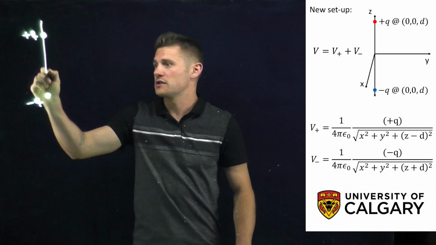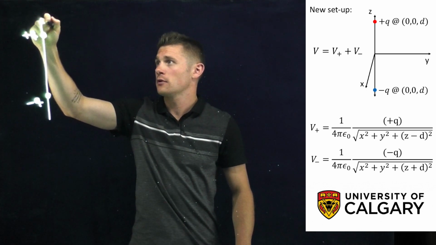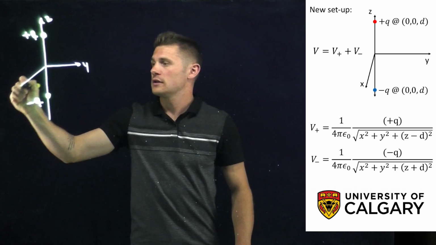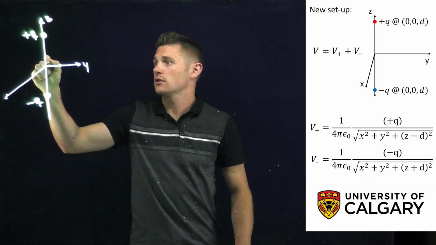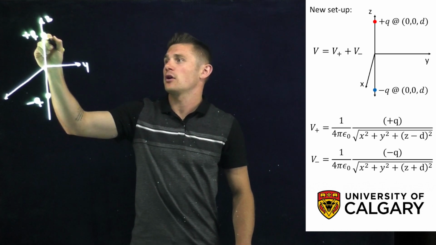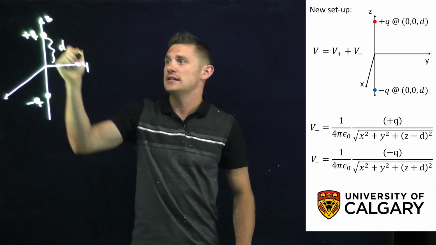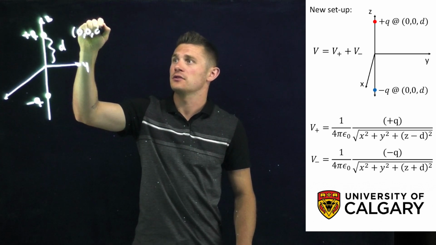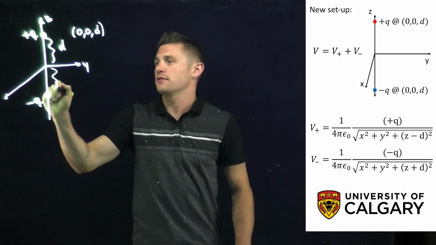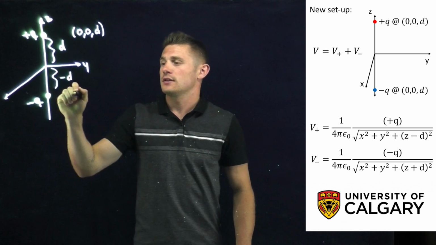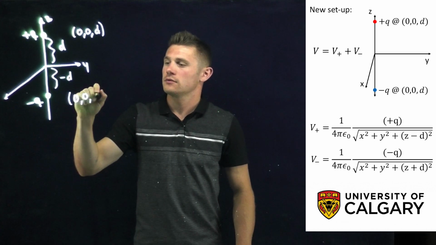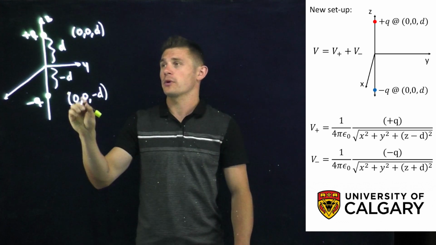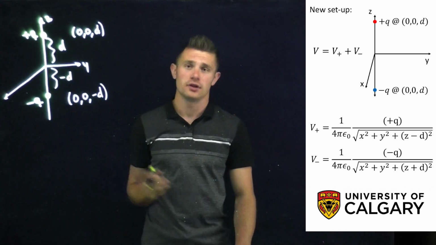So we'll draw our z-axis like so, and our xy plane centered on this charge distribution, such that the positive q charge is a distance d above the xy plane. So it's at position 0, 0, d. And the charge negative q is a distance negative d away from the plane, such that its position is 0, 0, negative d.